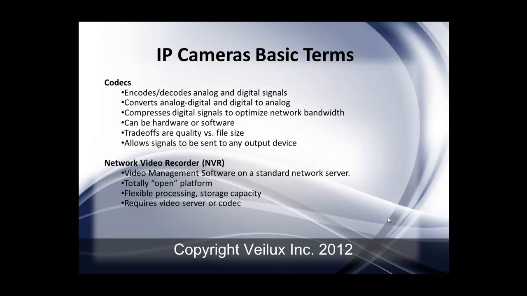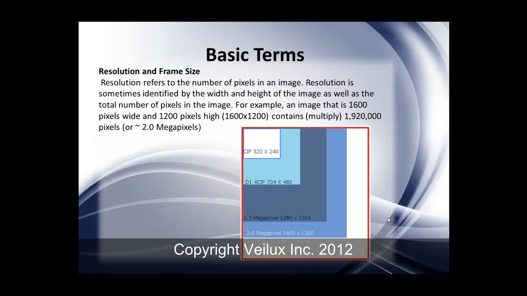A network video recorder, or NVR, is video management software on a standard network server. It's a totally open platform with flexible processing and storage capacity. It requires a video server or codec. Resolution refers to the number of pixels in an image. Resolution is sometimes identified by the width and height of the image, as well as the total number of pixels in the image. For example, an image that is 1600 pixels wide and 1200 pixels high, 1600 by 1200, contains 1,920,000 pixels, or 2 megapixels.